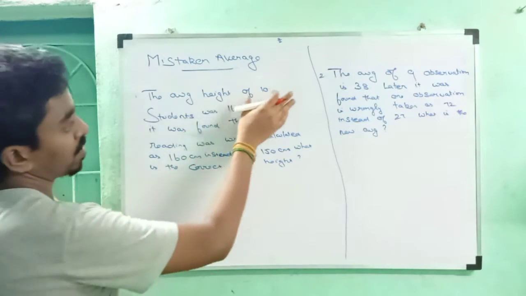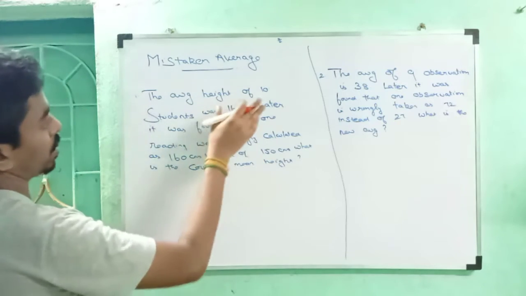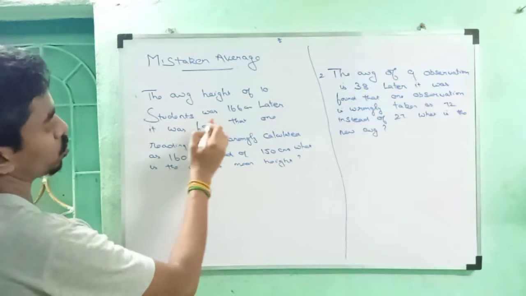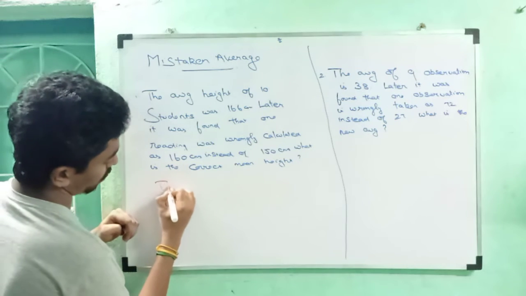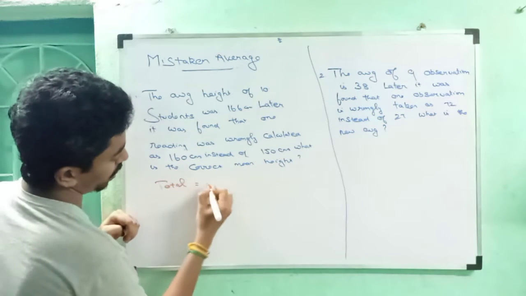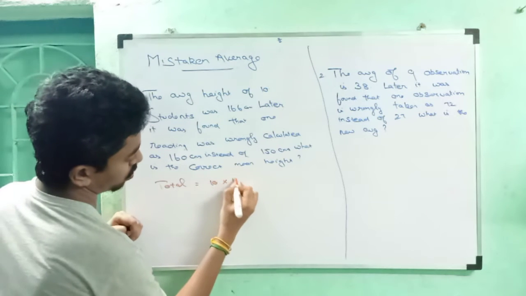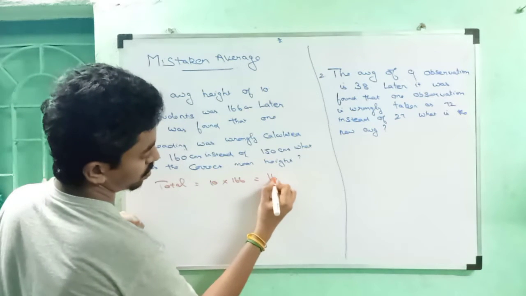They have given certain data here. What are the data? The average height of 10 students was 166 cm. From this data, we can easily find out the total height. So, total height is equal to 10 into 166, which is 1660 cm.